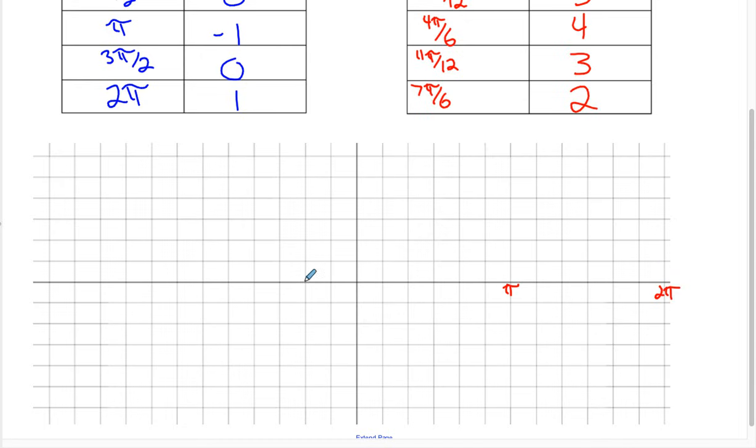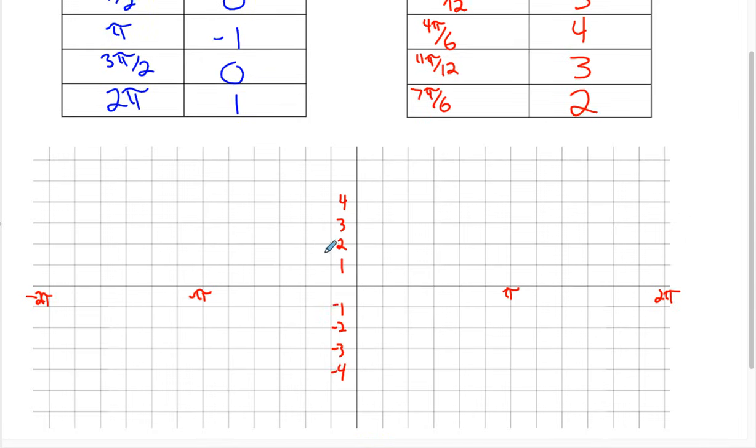Same thing the other direction. 1, 2, 3, 4, 5, 6. There's negative 6 pi over 6, which is negative pi. And then negative 2 pi. And the highest I need to go is 4, so I can go by 1s. 0, negative 1, negative 2, negative 3, negative 4. So I've chosen a good scale for my grid.